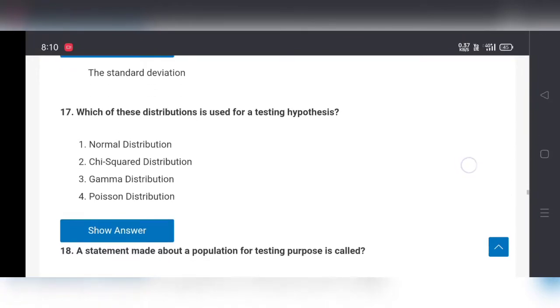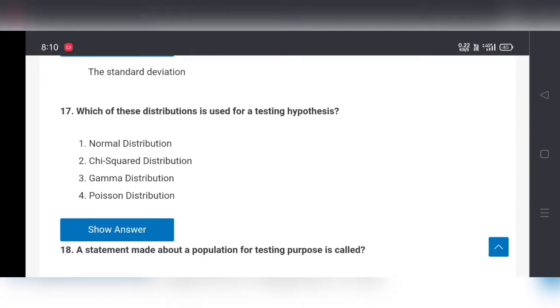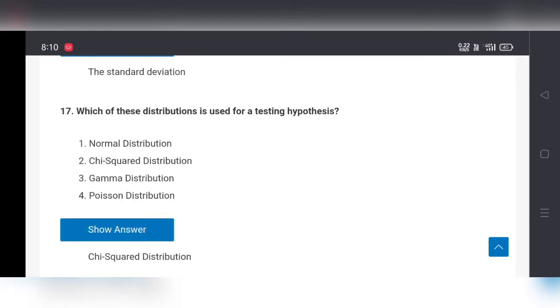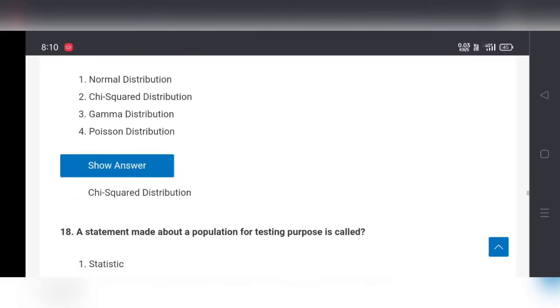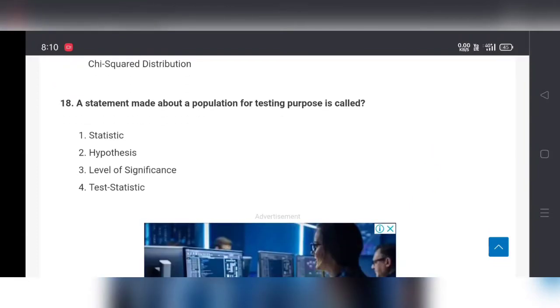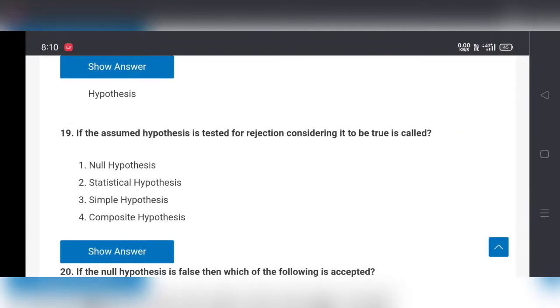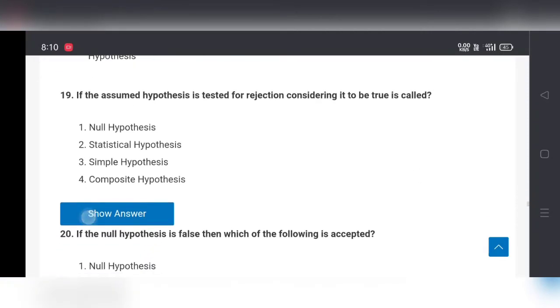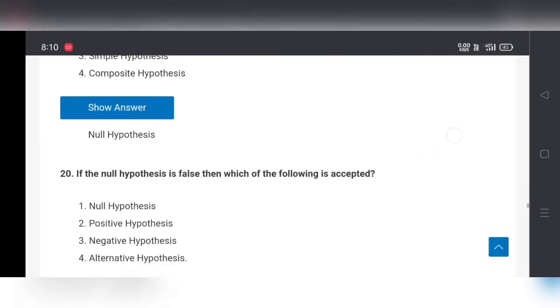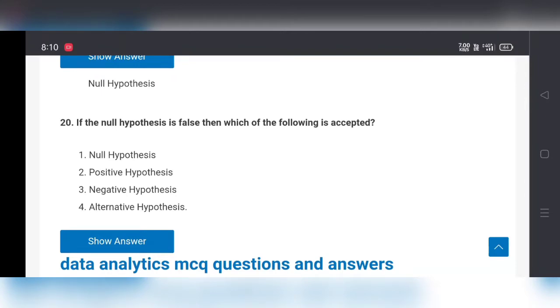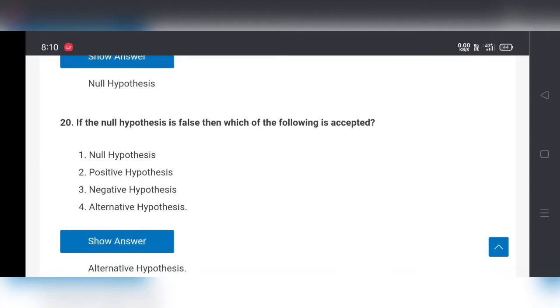Question number 17, which of these distributions is used for testing hypothesis? The answer is chi-square distribution. Next, a statement made about a population for testing purpose is called hypothesis. Next, if the assumed hypothesis is tested for rejection considering it to be true, it is called the null hypothesis. Question number 20, if the null hypothesis is false, then which of the following is accepted? The answer is alternative hypothesis.